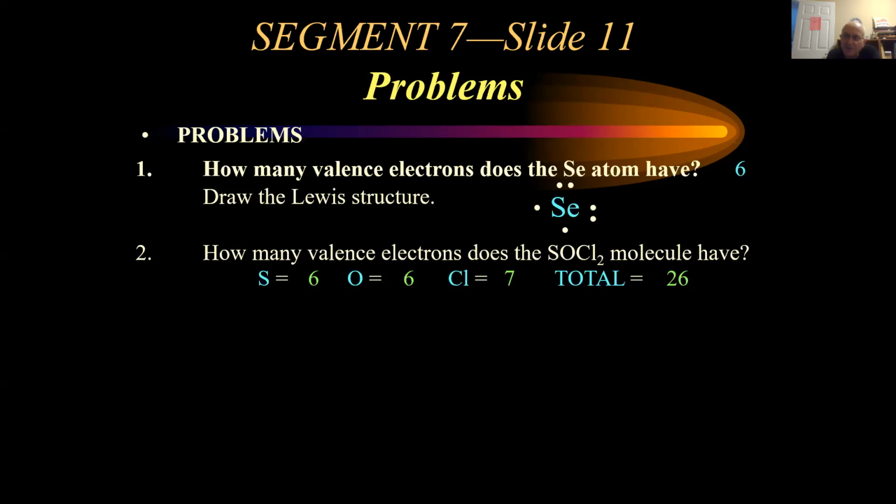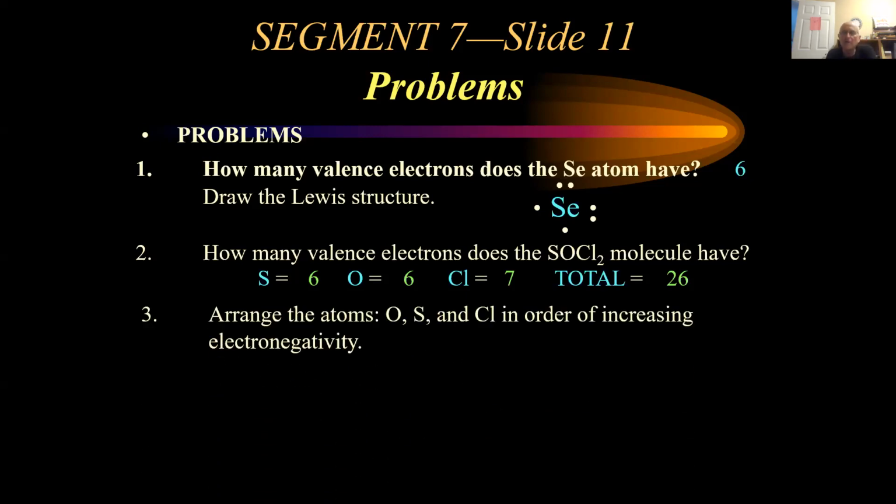Okay, 26 valence electrons. Now, arrange them in order of electronegativity. Well, if you look on the periodic chart, oxygen is going to be the most electronegative in that bunch, and then chlorine, and then sulfur. So if we arrange them, sulfur is going to be the least electronegative, and oxygen is going to be the most electronegative, and chlorine's in the middle.